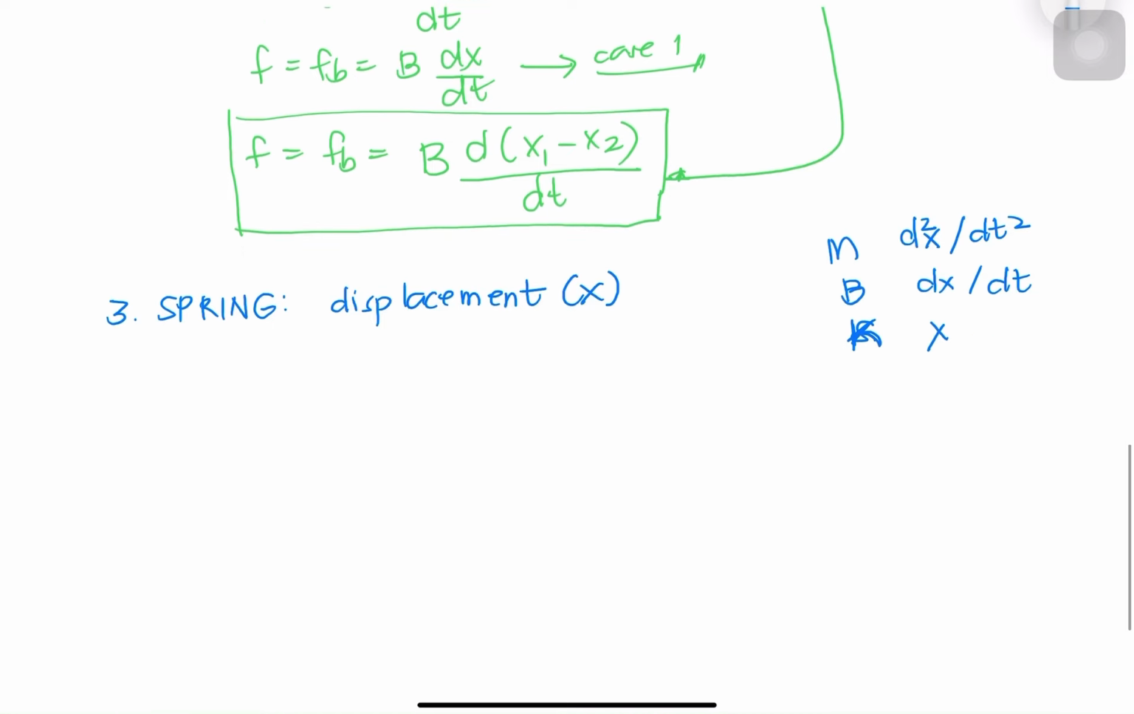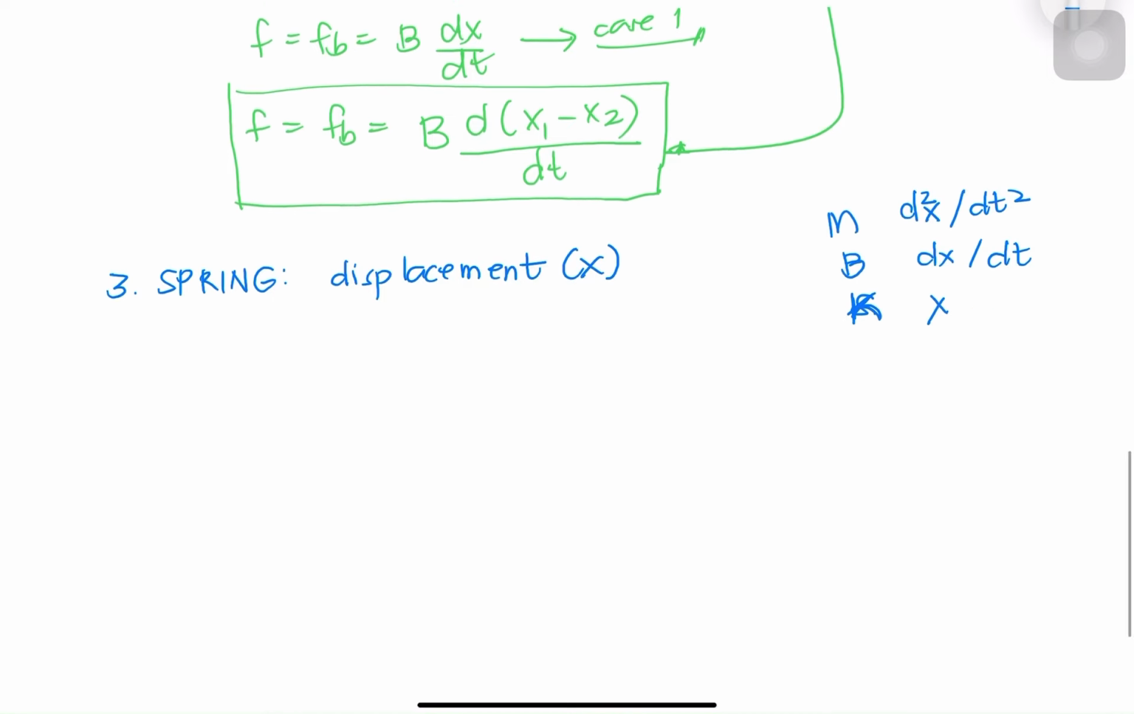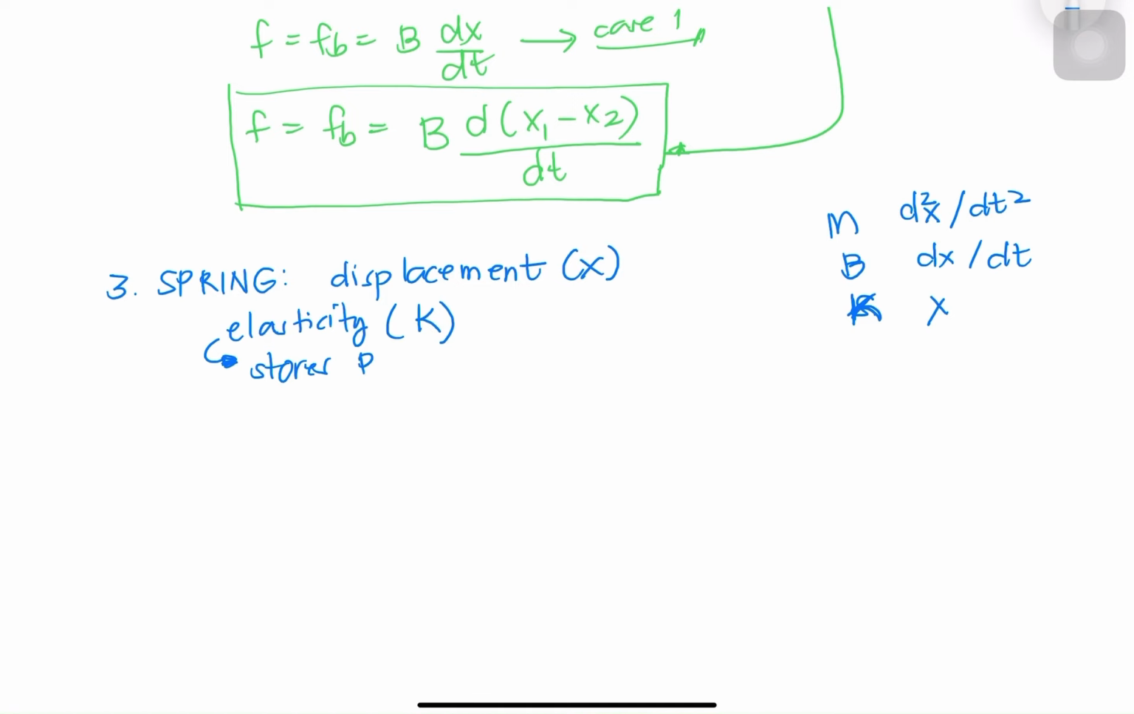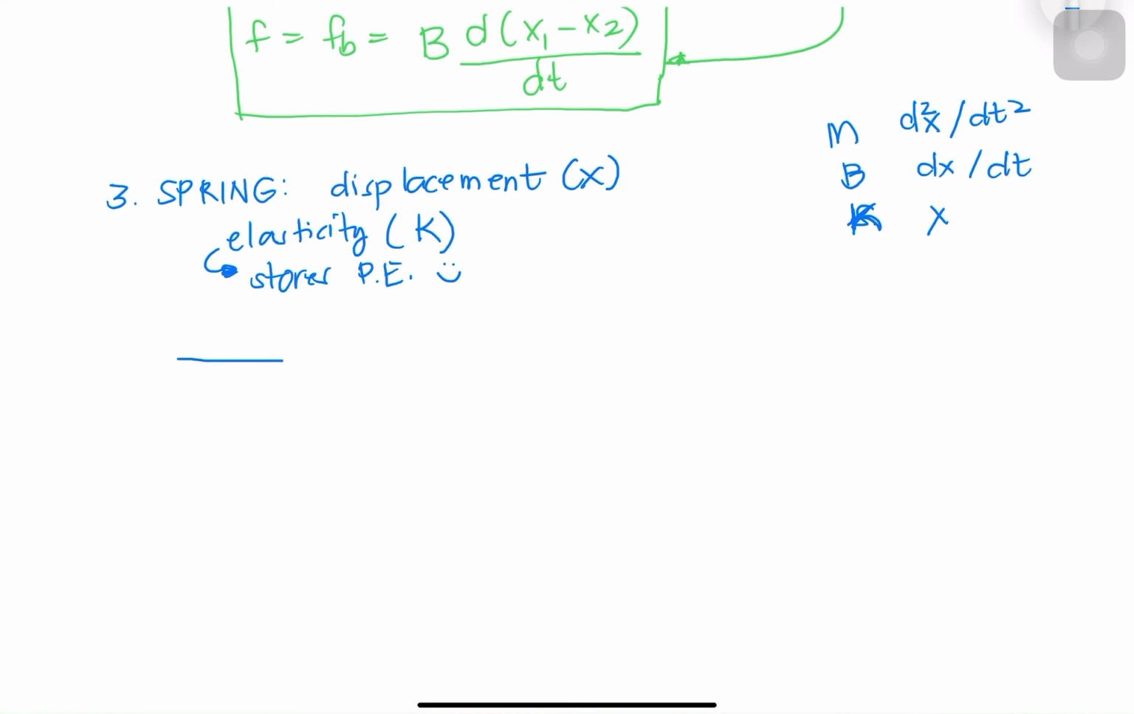So, ang characteristic ng spring is that it has elasticity. And we use letter K for elasticity. So, in essence, ang elasticity means that a spring stores potential energy in itself. Okay, so remember that, basic physics. So, we can draw spring as this. It looks like an inductor.